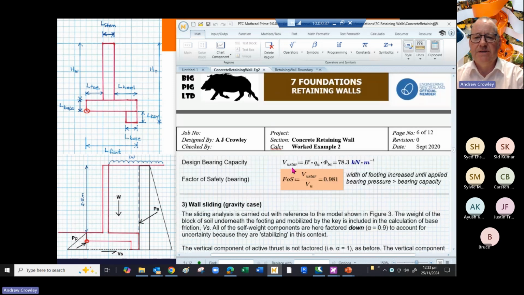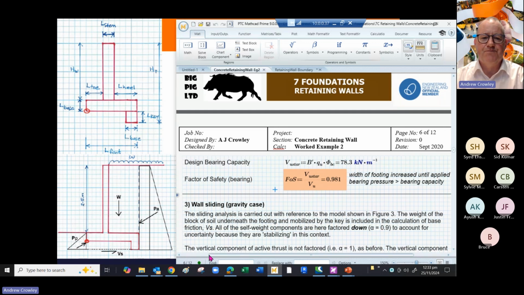So our design bearing capacity is 78.3, and in our case our factor of safety against bearing works out as V_u star over V_u. So our bearing capacity is actually smaller than the applied load. Sorry, the applied load is bigger than our capacity. And to change that, we can alter the width of the footing to increase the area for the bearing capacity. However, what I've done there is use the parameters given in B1 VM4.